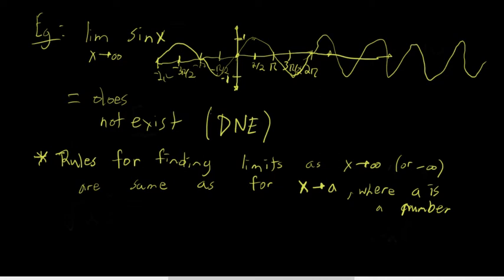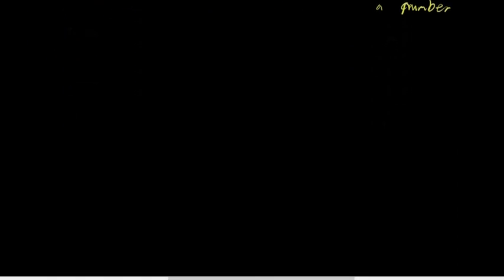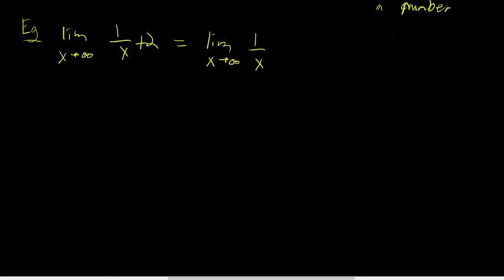So knowing that, let's make use of that in a couple of examples. Here's one. The first example we looked at was the limit as x tends to infinity of 1 over x plus 2, and we looked at this graphically. But algebraically, we now know that that's the same thing as the limit as x tends to infinity of 1 over x plus the limit as x tends to infinity of 2.